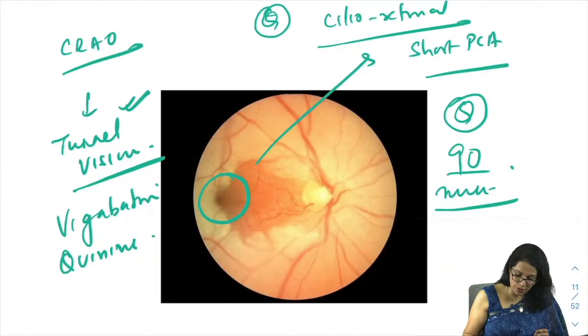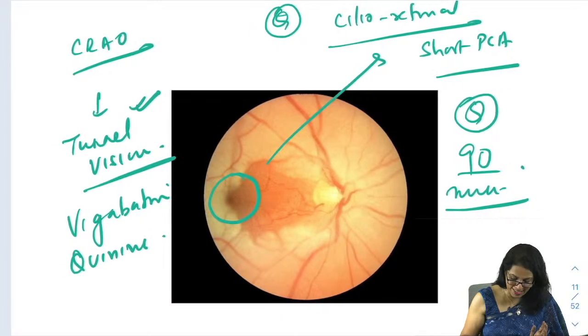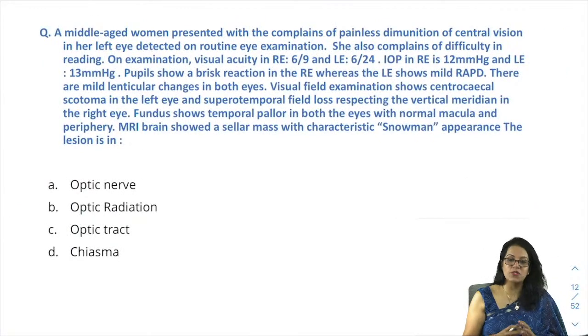So these were the quick questions on CRAO, tunnel vision, cilioretinal artery. I hope you have revised with me. Chalo, how to solve the next question? Again, don't get intimidated with the size of the question. Let's read it. Quickly, पहले क्या देखेंगे? Options देखेंगे and the last line.